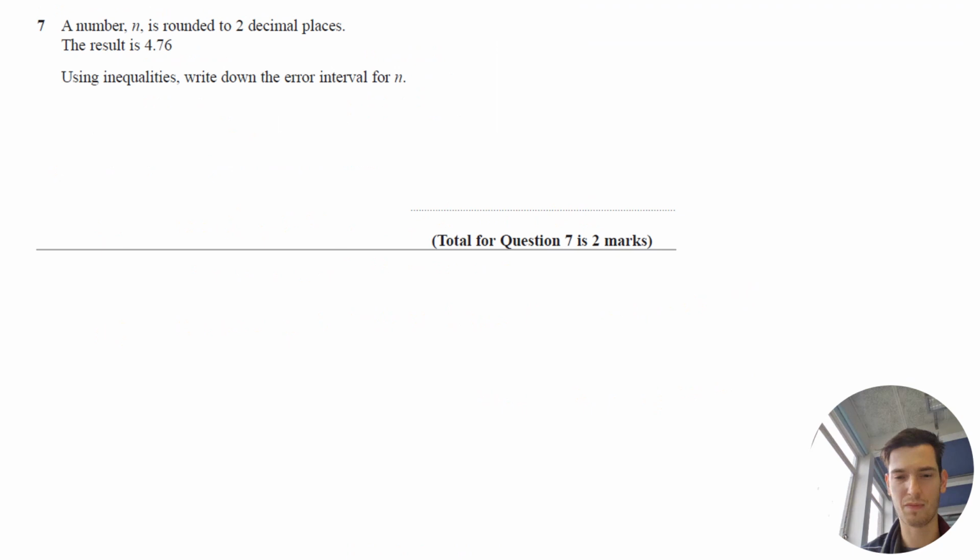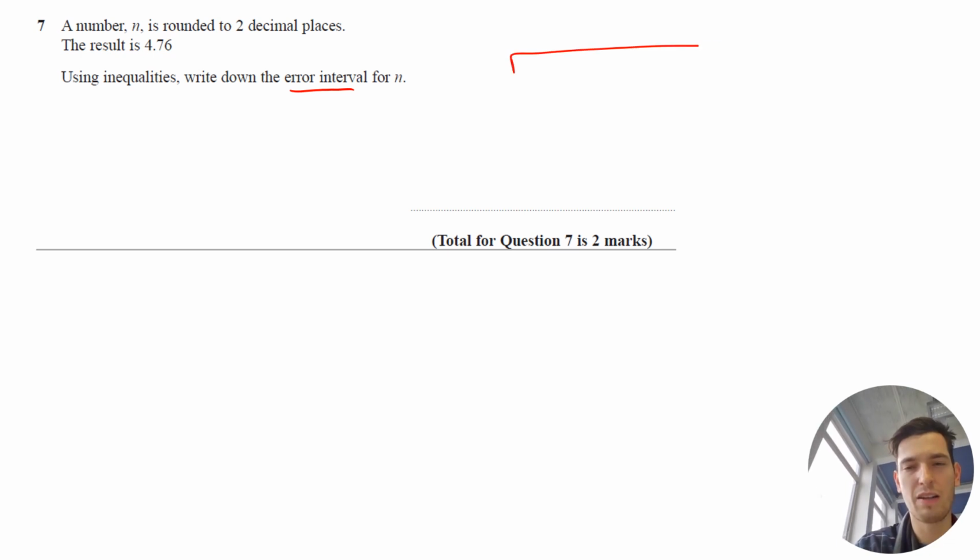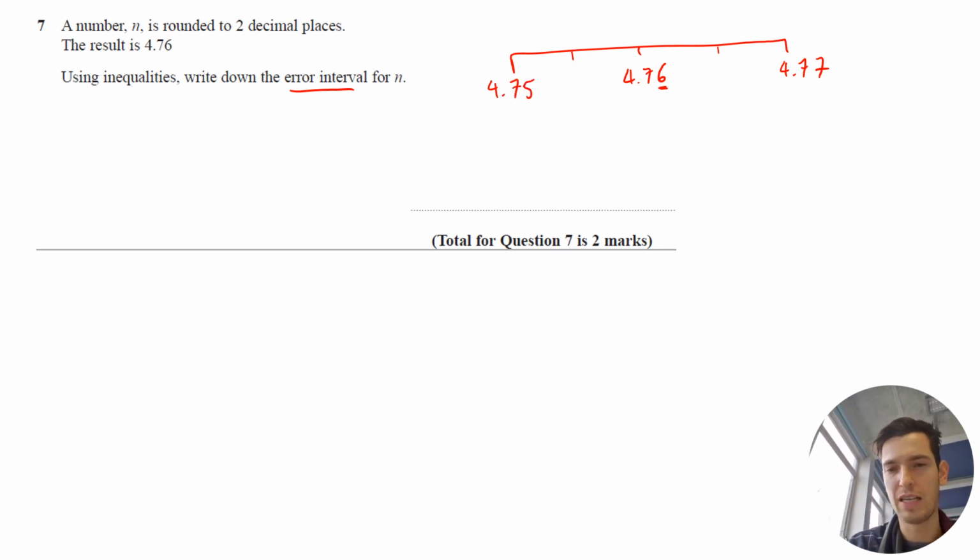Great, so next one, a number n is rounded to 2 decimal places. The result is 4.76, and it's telling me to write an error interval. So I know what I need to do here. I'm going to draw my number line. I'm going to put my number 4.76 in the middle, and then for 2 decimal places, I take my second decimal place, which is 6, and I add 1, and I subtract 1 from it, and then I'm going to find out the 2 numbers in the middle. So I think it's going to be 4.765.